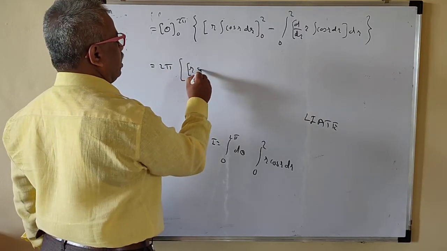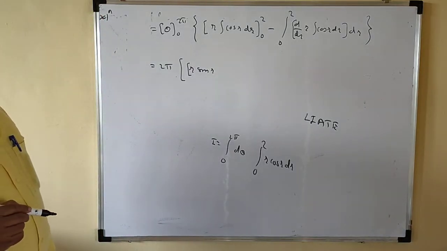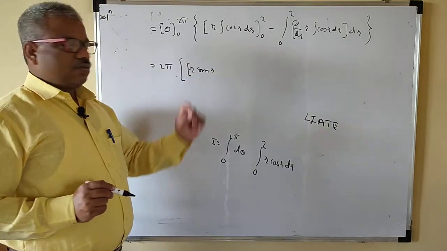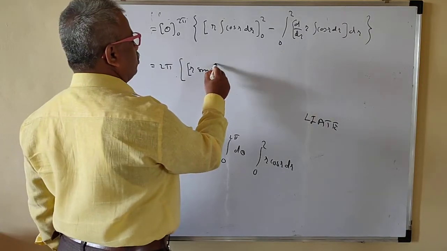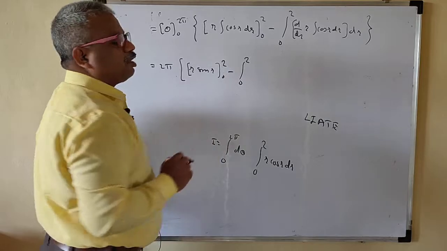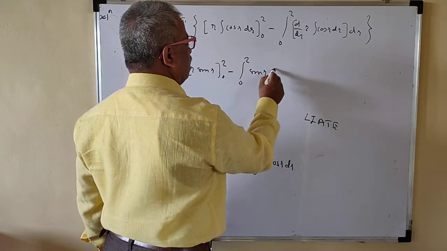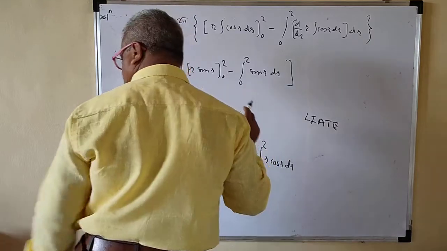Integration of cos R is sin R, right? Because the derivative of sin R is cos R. So then this is 0 to 2, minus 0 to 2. The derivative of R is 1, and the integration of cos R is sin R. So sin R dr.